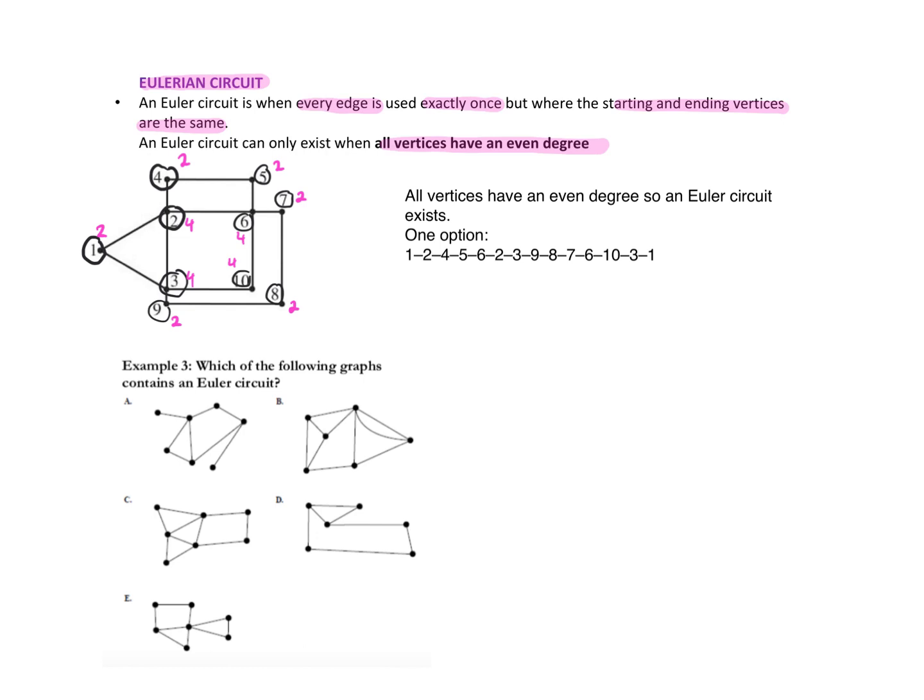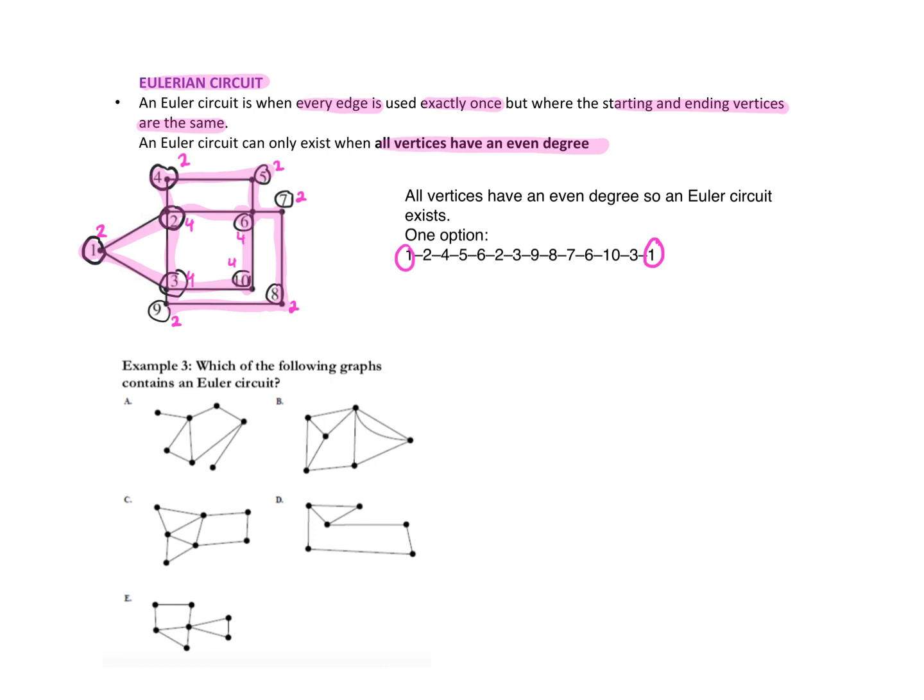And so it doesn't matter where you start, you'll get through it all and you'll start and end at the same vertex. If I went through with my highlighter as they said, they started at vertex 1, went to 2, 4, 5, 6, back to 2, 3, 9, 8, 7, 6, 10, 3, and then back to 1. I did use the vertices more than once, but I only used each edge once.